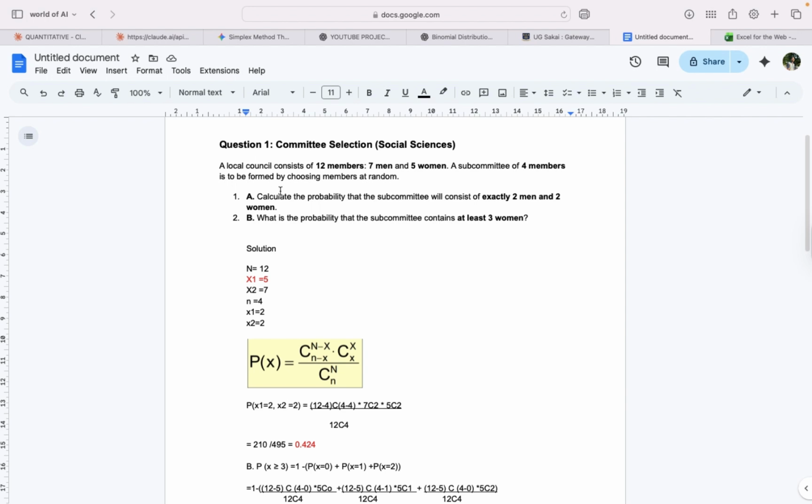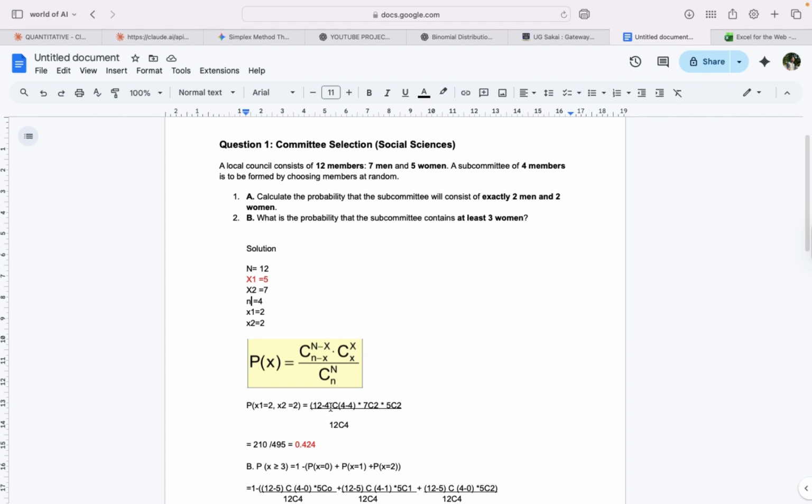And they asked that we should calculate the probability that the subcommittee will consist of 2 men and 2 women. So out of the 4, we should find the probability that 2 of them will be men and 2 of them will be women. So this is the formula, the P of x, the probability of x number of people. So we just include them in the formula. The probability that the men are 2 and the women are 2.